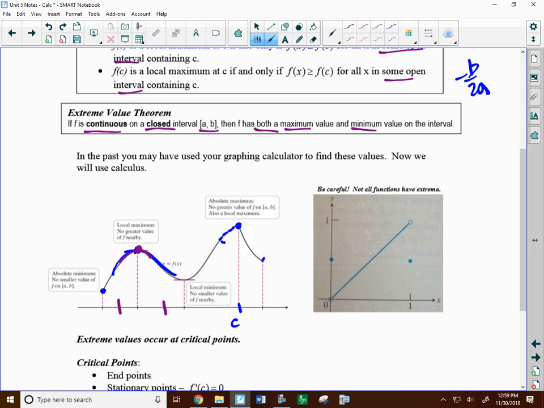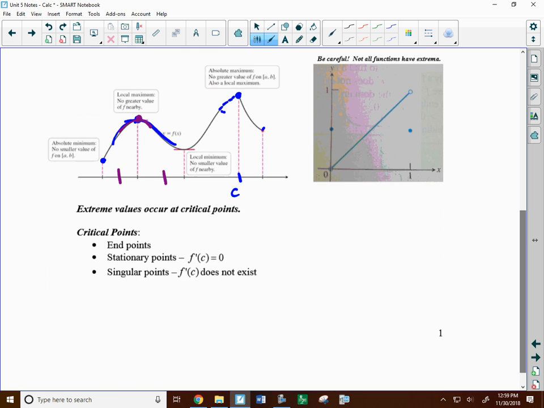It's guaranteed to have a max and a min. There's a simple example right here. This function is continuous on this closed interval. I'll say this is A and this is B. It's got to have a max and a min. Here's the minimum, and here's the maximum. We can actually call it a global max and global min because it's global on our restricted domain.